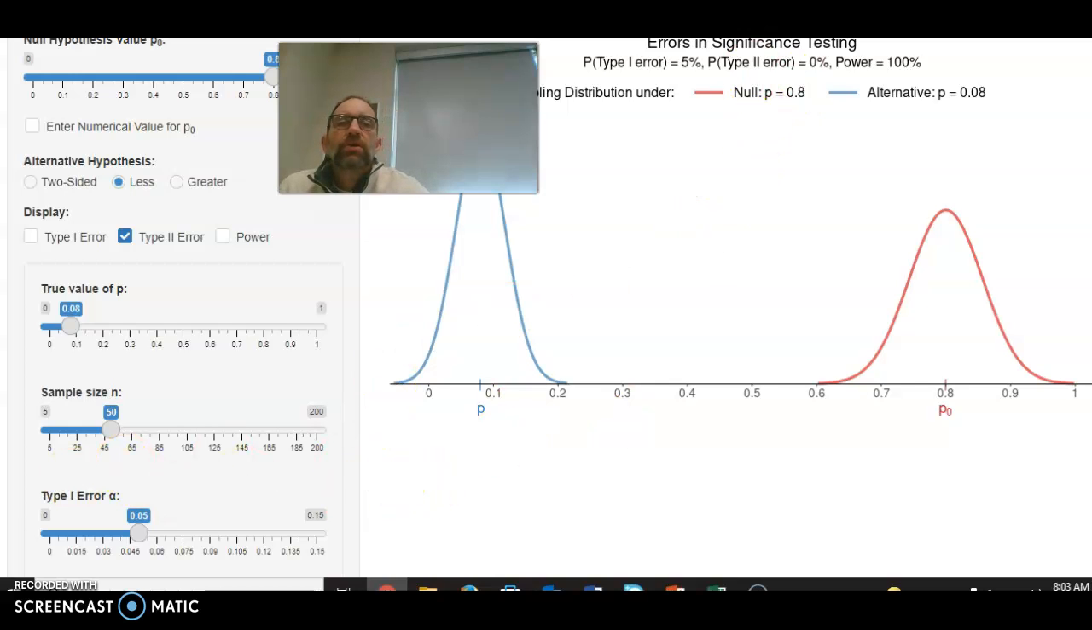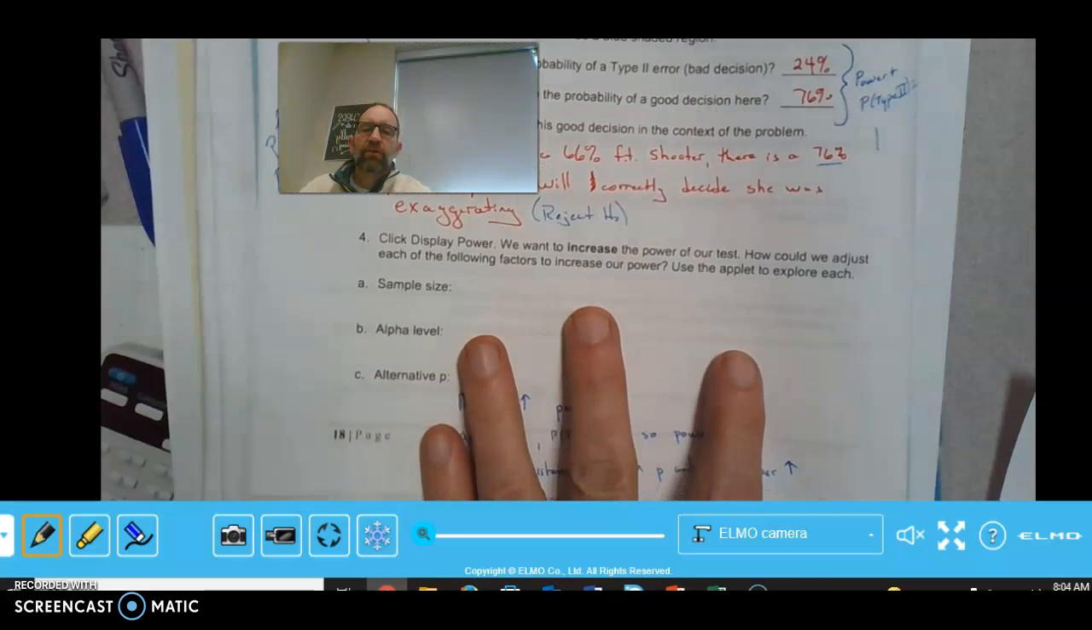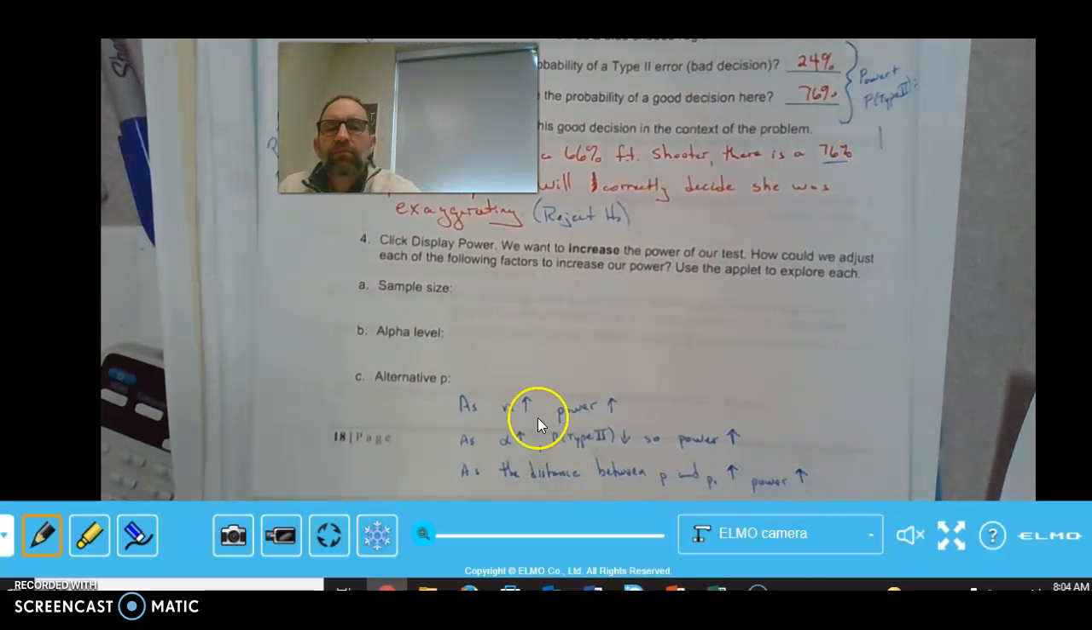So to summarize, I think there are three things here: sample size, alpha level, and the alternative value for p. And as n goes up, the power goes up. As alpha goes up, the power goes up, because as alpha goes up, the probability of a type 2 error goes down. And the type 2 error and the power work in opposite directions since they add to 1.